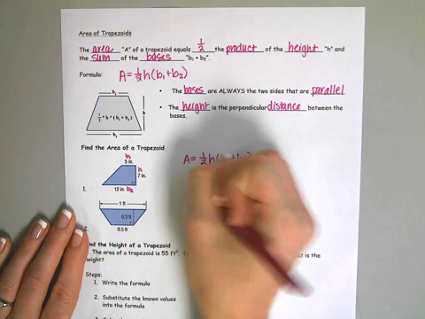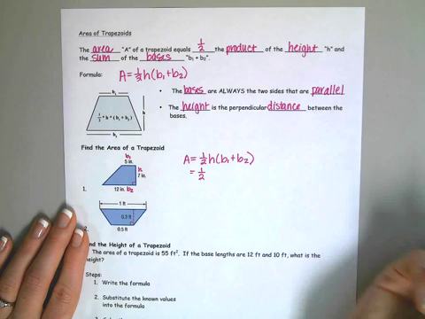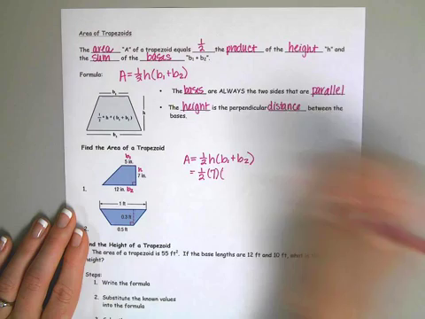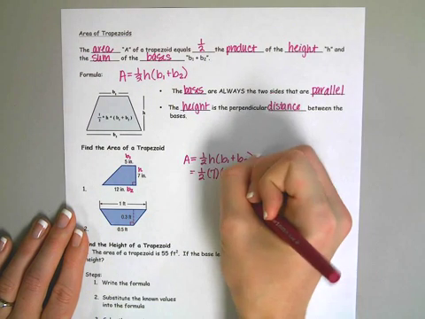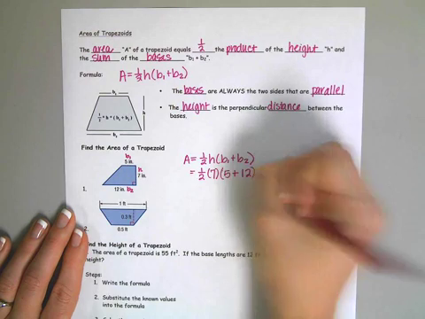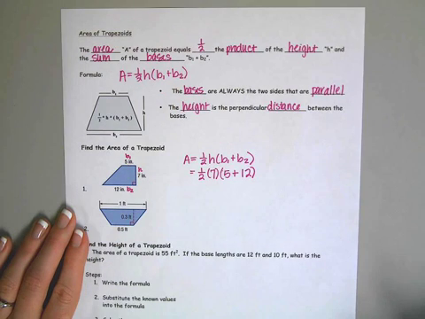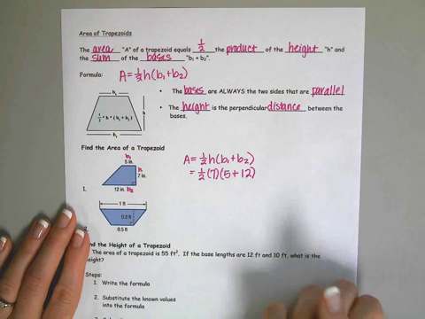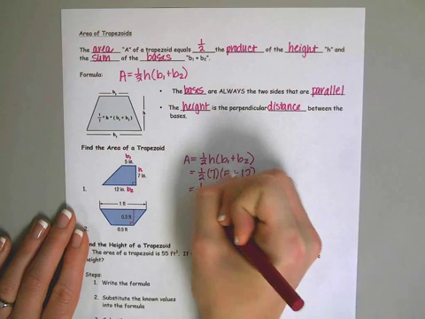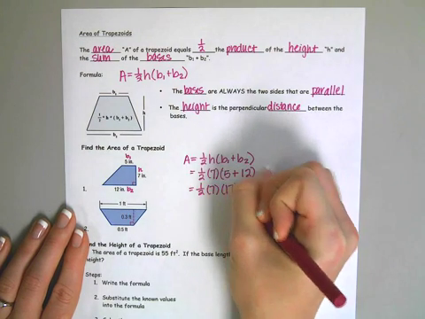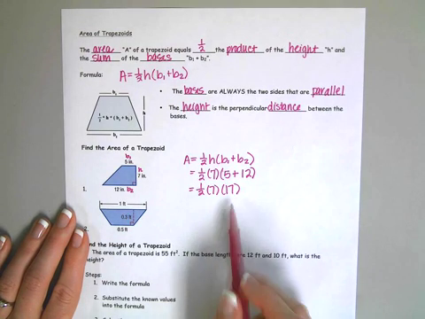So now I can substitute in. I know that 1/2 times the height, which is 7, times base 1, which is 5, plus base 2, which is 12. And then from here, I can multiply out and use order of operations. First I'm going to add 5 plus 12, which gives me 17. So 1/2 of 7 times 17. And then from here I can multiply straight across.